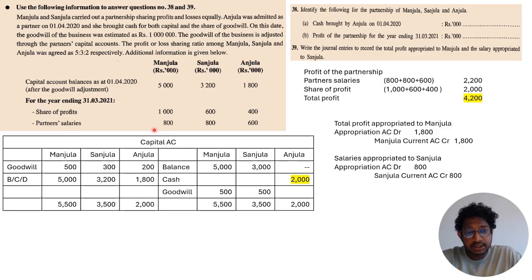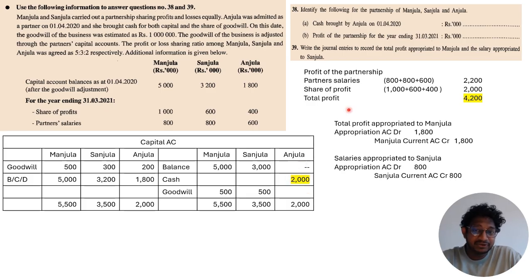And the goodwill is given here as 1 million, and the old ratio, before admitting Anjula, is that Manjula and Sanjula share equally. So goodwill is distributed equally, Manjula 500 and Sanjula 500, and the new ratio is 5:3:2. So Manjula 500, 300, and 200. Recording all this information that you already know, the closing balances and the goodwill adjustments, you can find the balance in this capital account. The cash brought by Anjula is 2 million, right?